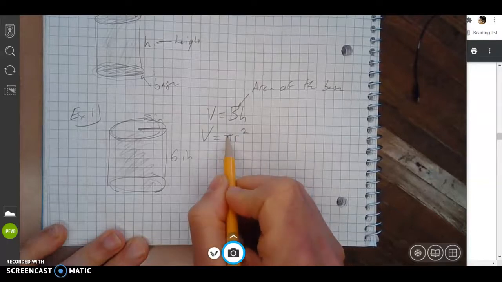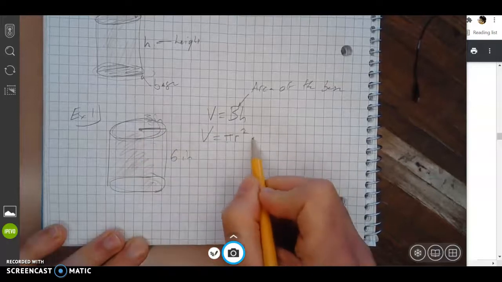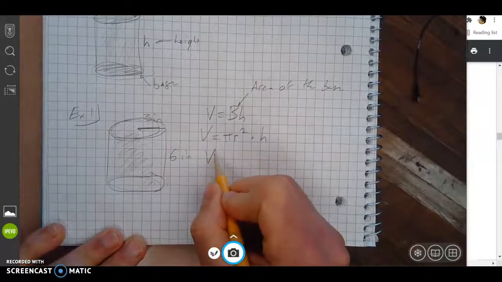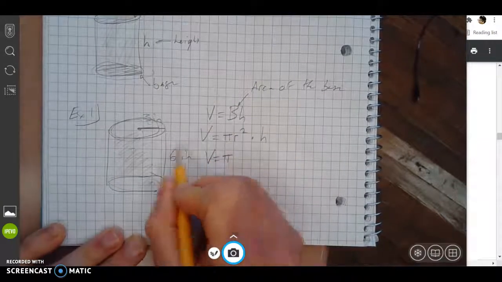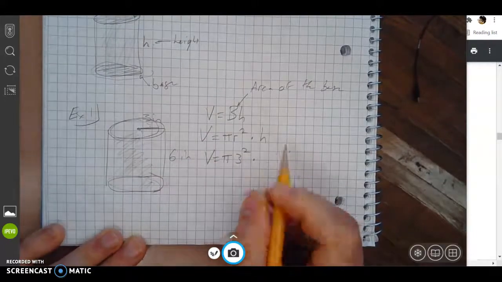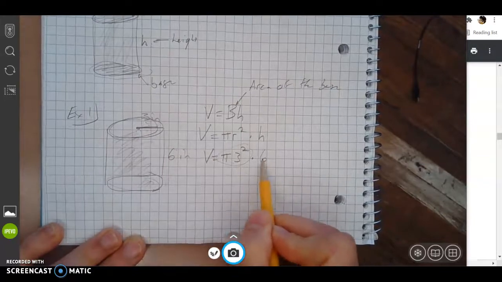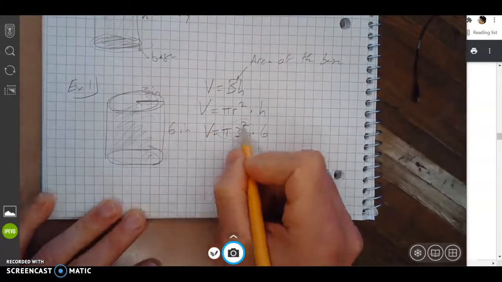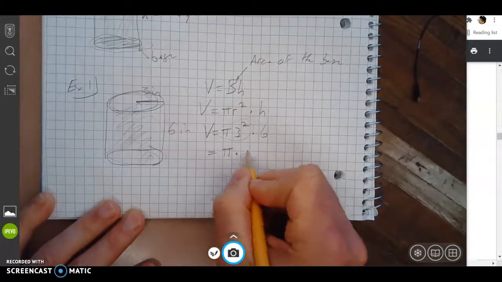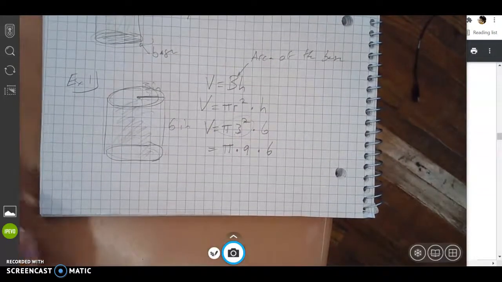So this is the area of the base. The base is a circle. So pi r squared is the area of the base times the height, whatever that may be. In this case, it's 6. So the volume equals pi, what's the radius? 3 squared. So that's the area of the circle, pi r squared, times 6, which is the height. So that's going to be 9, right? 3 times 3 is 9. So it's pi times 9 times 6. Or 9 pi times 6, however you want to do it.